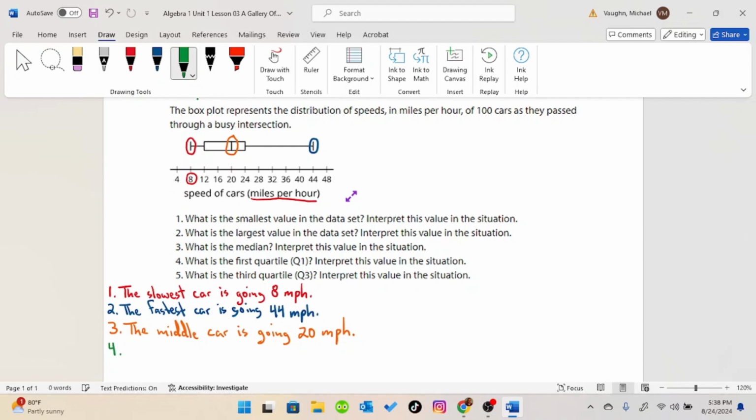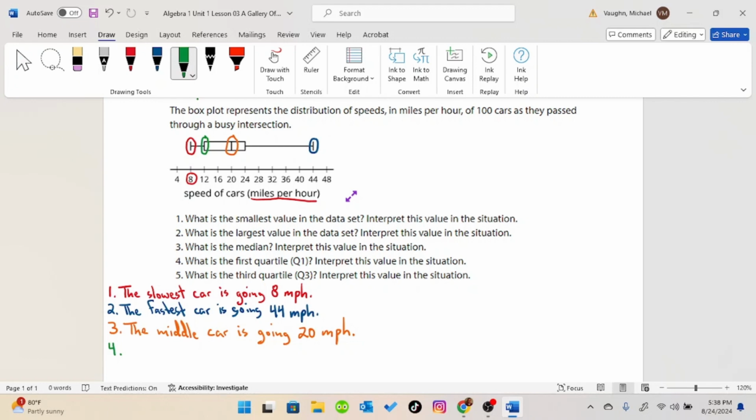Number 4, what is the first quartile, Q1? Interpret this value in the situation. So the first quartile is the left side of the box, and this line is directly above 12. And what the first quartile tells you is how fast up to 25%.